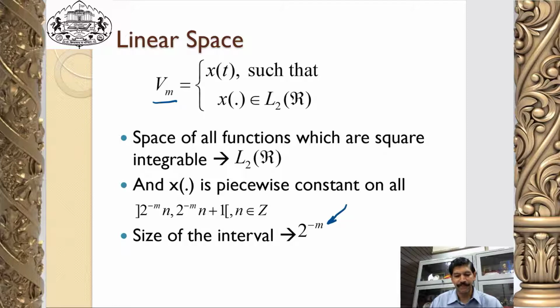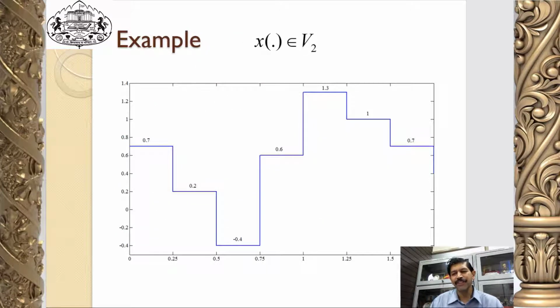As simple as that. A quick example of this: you can clearly see that x dot, which is a function of some independent variable, belongs to subspace V2. Because it's the V2 subspace, the window of analysis will be 2 to the power minus 2, which is 1 over 4.